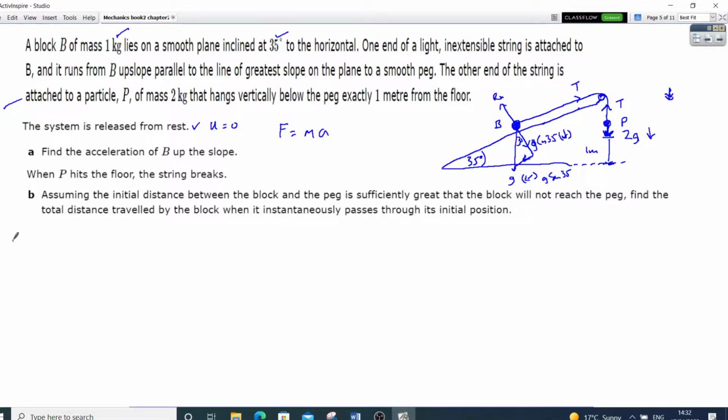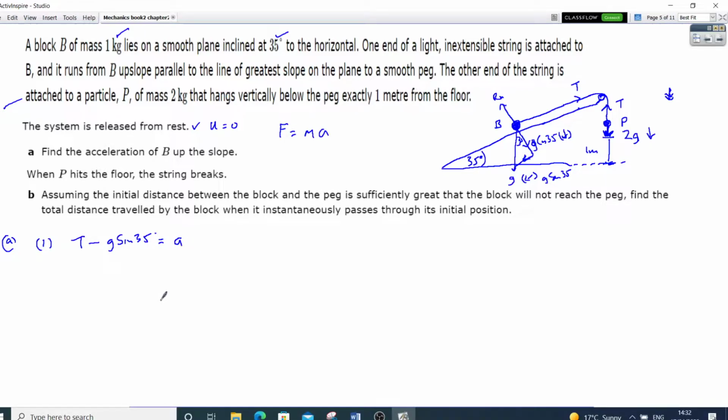So let's just set it up here. We've got one equation. Equation 1 will be the tension pulling it up, and what's going against it is the weight of the slope. So that's going to be g sine 35. That's the only thing going against it. There's no friction, and that will equal mass times acceleration. Now the mass of that particle B, the block B, is 1, so that's just going to be 1a, just a.